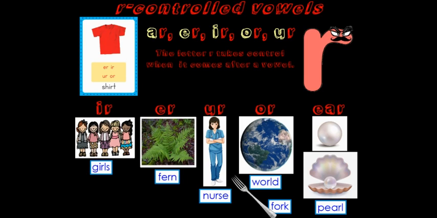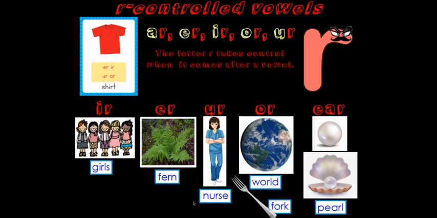Remember, the vowel letters are A, E, I, O, U. The letter R takes control when it comes after a vowel. Do you notice how this letter R is after the vowel? That means you will not hear the vowel sound. Most of the time, you will only hear the R sound.